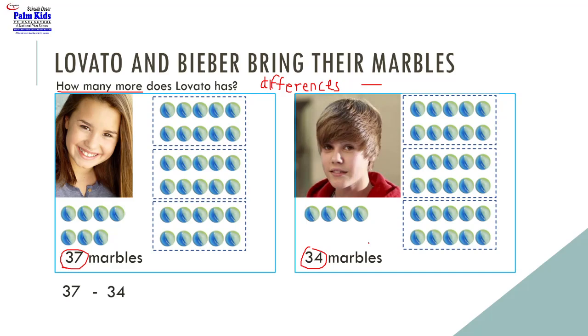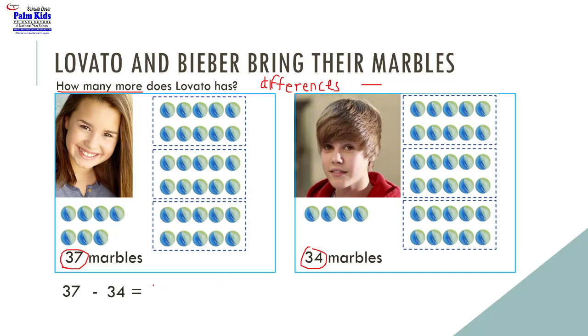Now, to find the difference, all you have to do is count forward from the smaller number to the bigger number, or backwards from the bigger number to the smaller number. You can use your finger to count how many differences. For example, I use 34, how it becomes 37. After 34 is 35, that is 1, 36, that is 2, 37, that is 3.